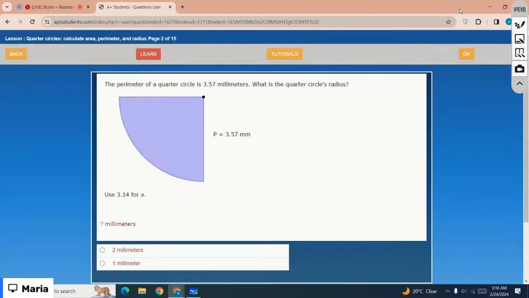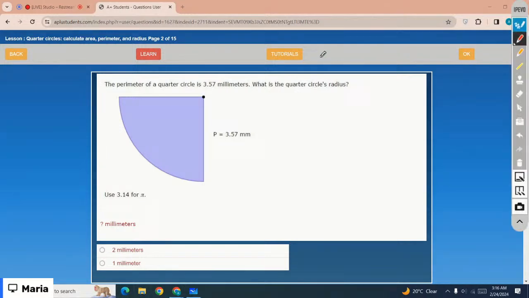Okay, the perimeter of the quarter circle is 3.57 millimeters. What is the quarter circle's radius? Now you are given the perimeter of the quarter circle. You need to calculate the radius of the quarter circle, right?